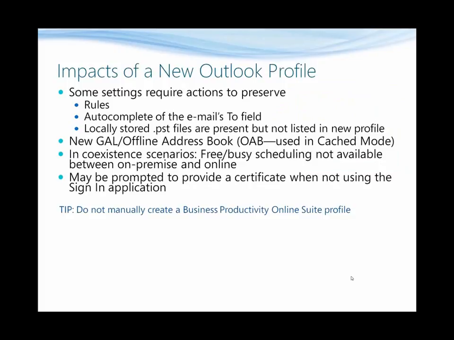This slide shows some of the impacts of creating a new Microsoft Outlook profile. Some settings require actions to be taken to preserve them. These include rules, autocomplete, and locally stored PST files that are not listed in the profile although they are present. You'll have a new global address list, or GAL, associated with the new Outlook profile. This is the offline address book when used in cached mode.